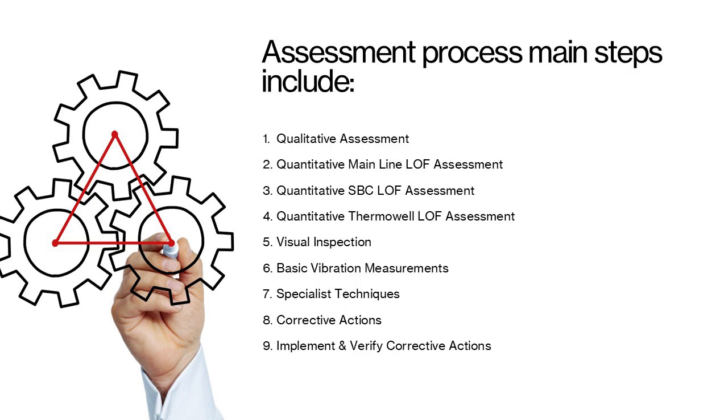The assessment process consists of 9 main steps. Number 1, qualitative assessment to identify potential excitation mechanisms and rank systems by risk. Number 2, quantitative mainline LOF assessment to calculate LOF for each excitation mechanism such as turbulence, pulsation, and surge. Number 3, quantitative SBC LOF assessment focusing on geometry, span length, and location of small bore connections. Number 4, quantitative thermal well LOF assessment to evaluate susceptibility to vortex shedding.